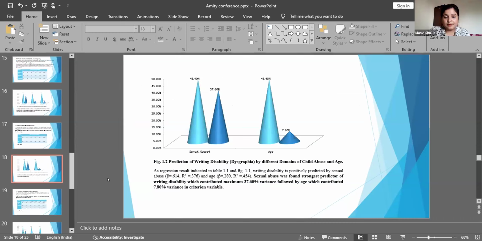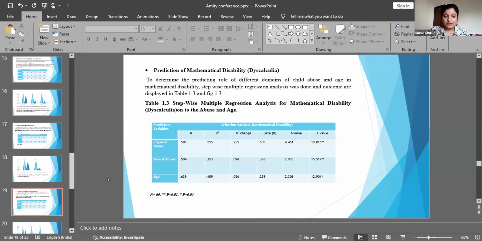Prediction of writing disability. Sexual abuse was found to be the strongest predictor of writing disability, which contributed maximum 37.6% variance, followed by age, which contributed 7.8% variance in criterion variable.